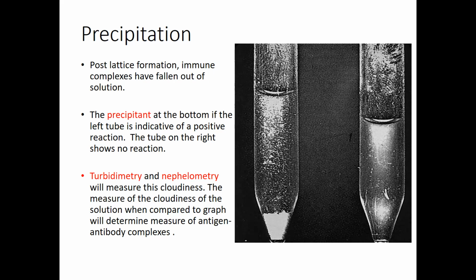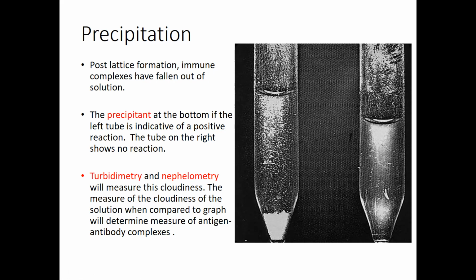So this picture is illustrating that the immune complexes formed, and they got quite large, and they were so heavy they fell out of solution. We call that the precipitant. This is the complexes that fell out of solution. The tube on the left is obviously indicative of the formation of antibody-antigen immune complexes. The tube on the right, there's no precipitant here. The tube on the right has no reaction, so no antibody-antigen complexes were formed in our test method.